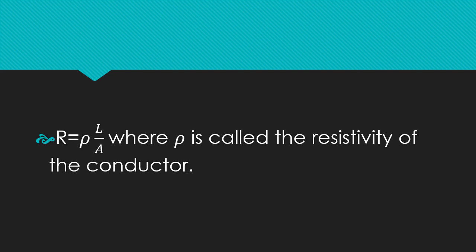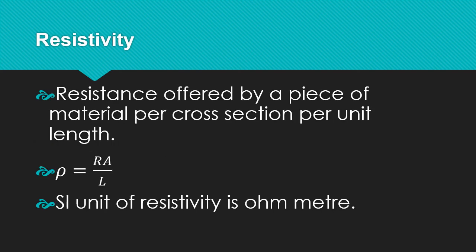Thus, resistance R is directly proportional to length of the conductor and inversely proportional to area of cross section of the conductor. So, resistance R is equal to rho L upon A, where rho is called the resistivity of the conductor. Resistivity. Resistivity is the resistance offered by a piece of material per cross section per unit length. Resistivity rho is equal to RA divided by L. SI unit of resistivity is ohm meter.